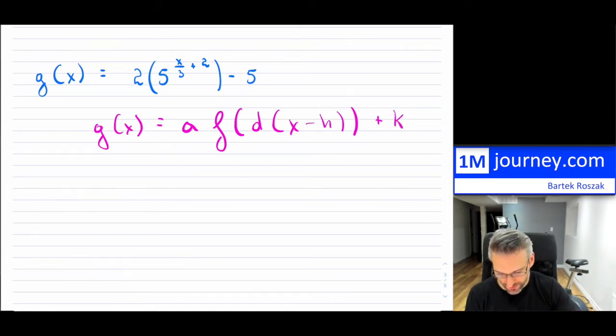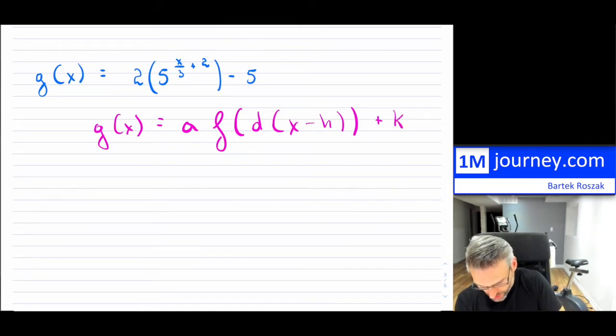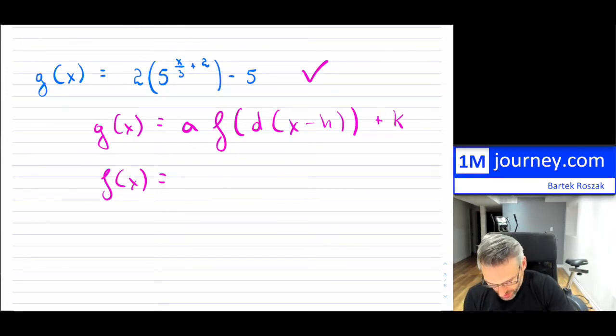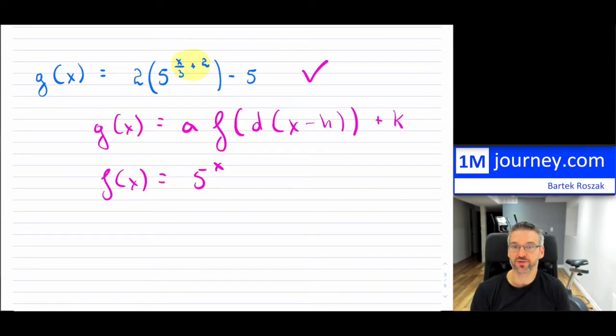So first off, what is my original f of x? What is my parent of this? The only thing you're looking for is the exponent and the base. Well, we have our exponent within here, and then our base is 5. So it looks like our parent function is 5 to the x. That's what this is. And now we want to be able to identify my a, d, h, and k.